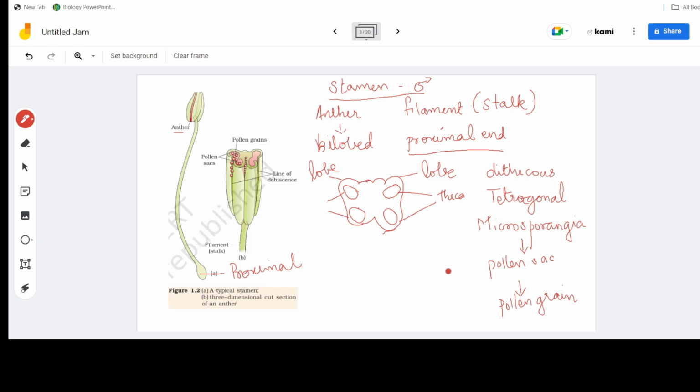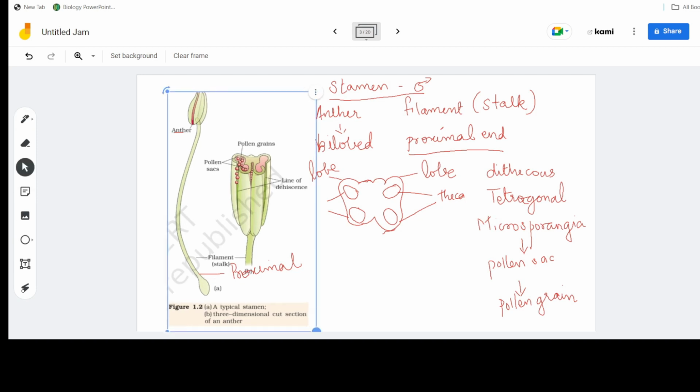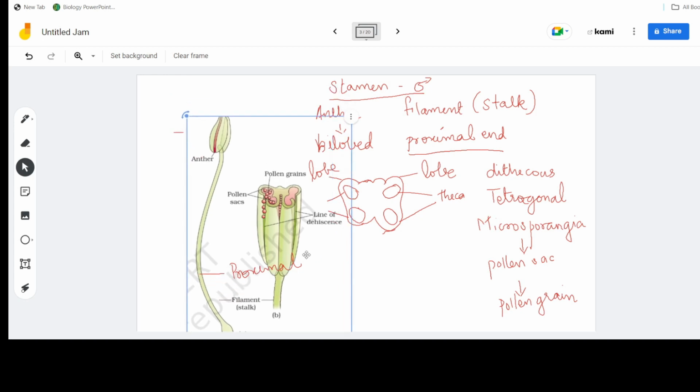Gametophyte carries gametes. Clear? Now let us see in detail the structure of microsporangia. So you can see this region, I'll just zoom it out. You can see this region is called the line of dehiscence. You can see the pollen grains come out through this region. So this region is called the line of dehiscence. The pollen grains are coming out. You can see that.